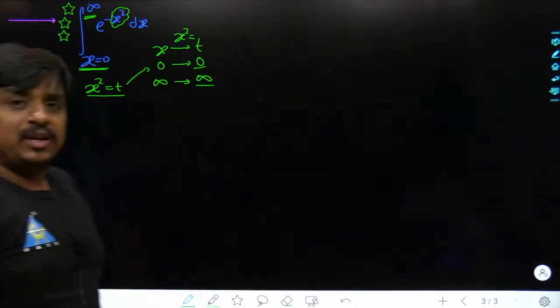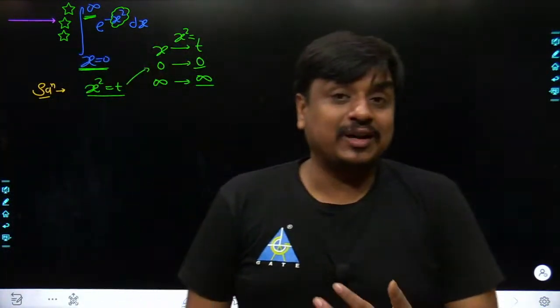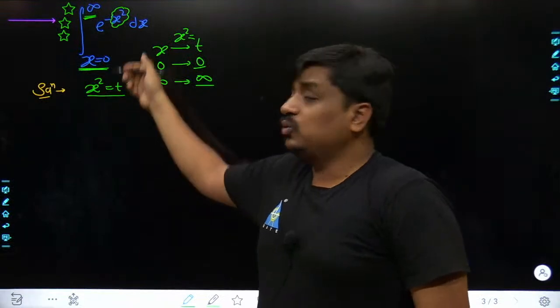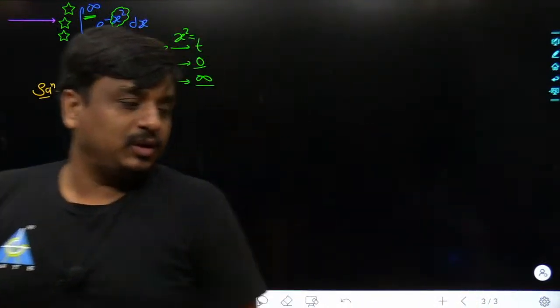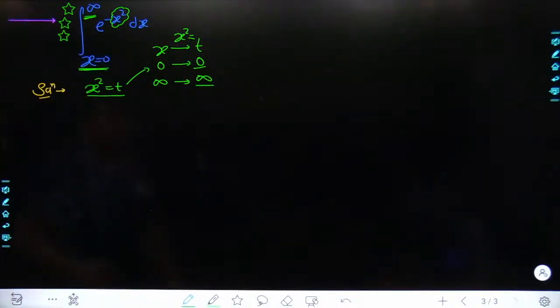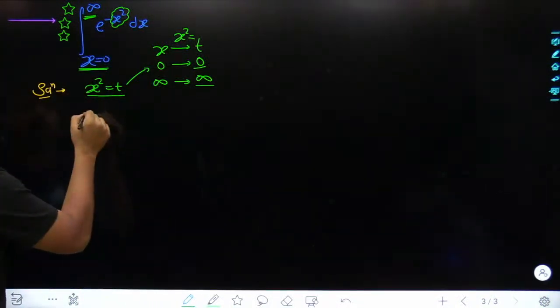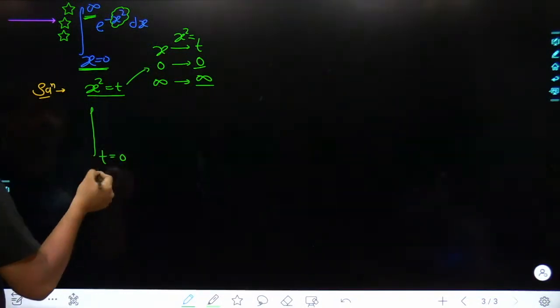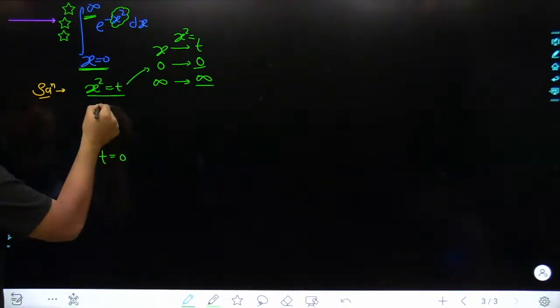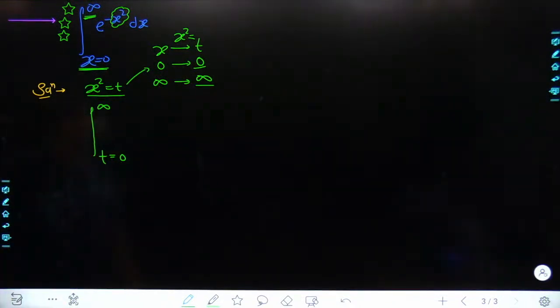I have seen many times that students do the transformation, but they forget to transform the limits also. The limit would also get transformed. Obviously, this is also called the method of substitution. So here, rather than taking the limit in terms of x, I would be focusing on t. So t also goes from 0 to infinity.